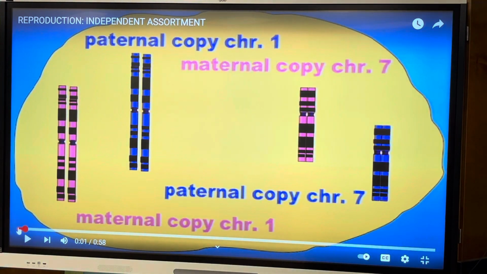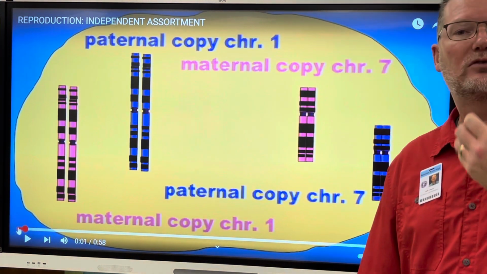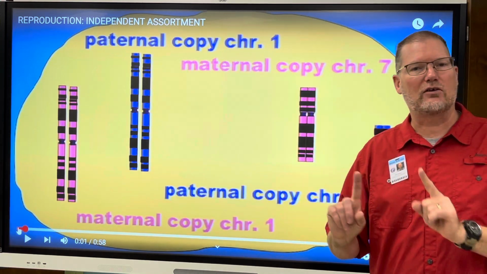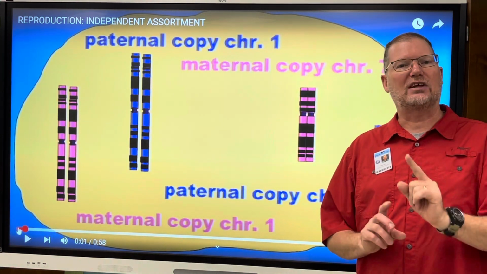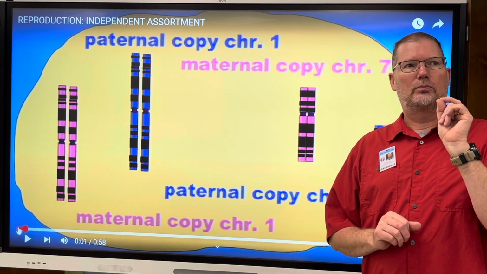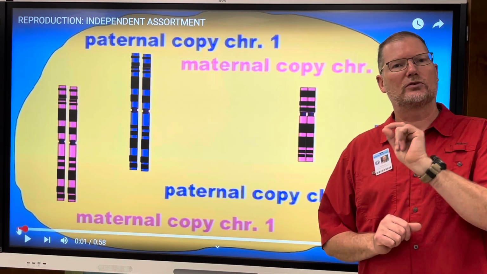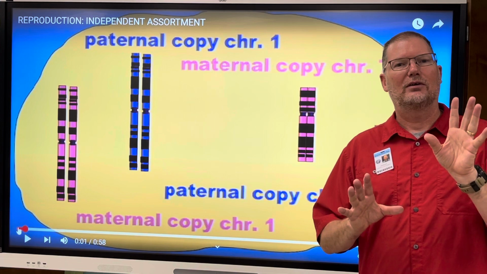Let's watch it one more time. It's only a minute long. So listen very carefully. He shows two scenarios of the same process, but you can see that the chromosomes assort independently.